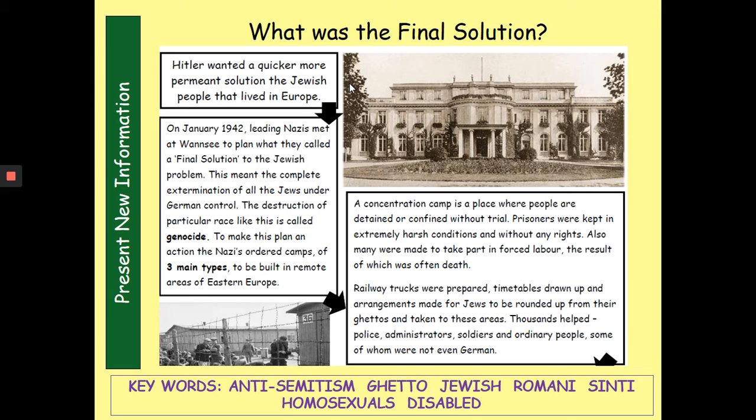Railway trucks were prepared, timetables drawn up, and arrangements made for Jewish people to be rounded up from their ghettos and taken to these areas. Thousands helped: police, administrators, soldiers, and ordinary people, some of whom were not even German, so that there were normal German citizens participating in this extermination of Jewish people as well.